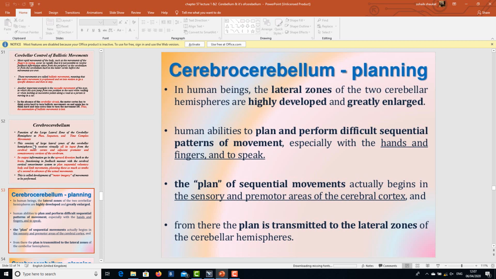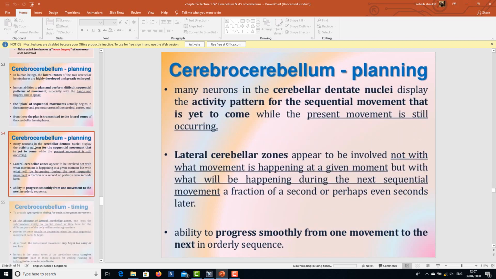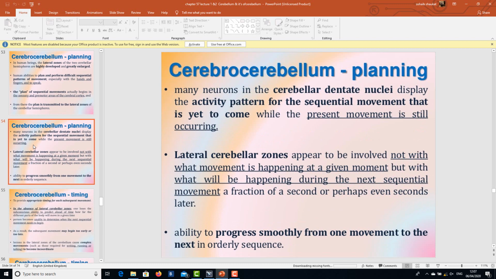The plan of sequential movements actually begins in the sensory and premotor areas of the cerebral cortex, and from there the plan is transmitted to the lateral zones of the cerebellar hemispheres. Now, many neurons in the cerebellar dentate nuclei display the activity pattern for the sequential movement that is yet to come while the present movement is still occurring.